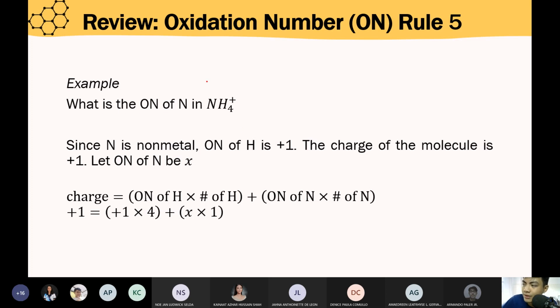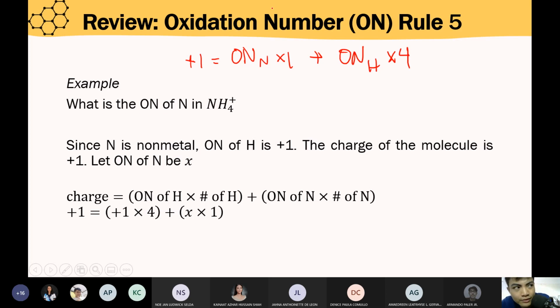Okay? So, as you can see, we now have a charge here, which is positive 1. So, we can write the formula. Charge equals the oxidation number of nitrogen times 1 plus the oxidation number of hydrogen times 4. Bakit 1? Kasi isa lang yung nitrogen. Bakit 4? Kasi apat yung hydrogen. Again, the charge is the exponent. So basically, change this to positive 1.